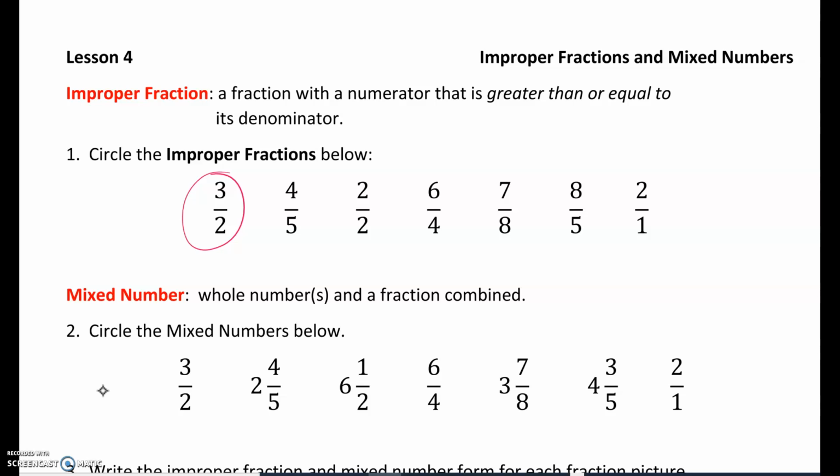2/2. Is my numerator greater than or equal to my denominator? Yes, it's equal to. So this is an improper fraction. 6/4. Is 6 greater than or equal to its denominator? Yes, 6 is larger than 4. That is an improper fraction. How about 7/8? Is 7, my numerator, greater than or equal to its denominator? No, 7 is less than 8. This is not an improper fraction.